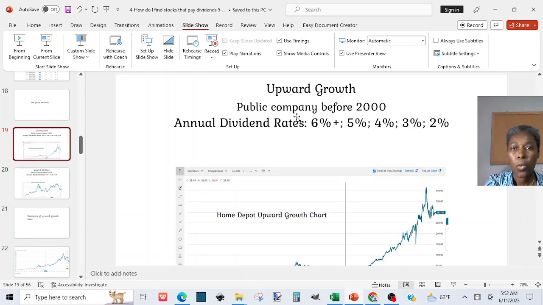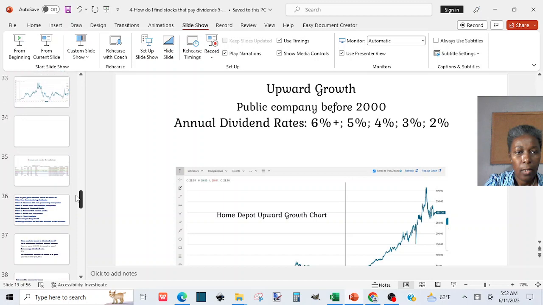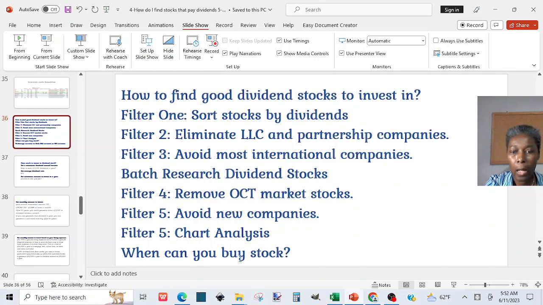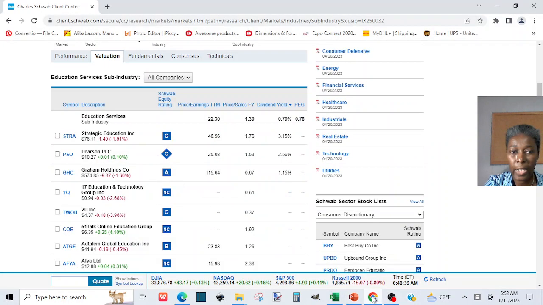Okay, so at this stage, you can set the annual dividend rate, the minimum that you want to accept. You may not know all the factors yet, but we are going to set 3% and not less than that in this video. But again, you can choose the one that works for you.